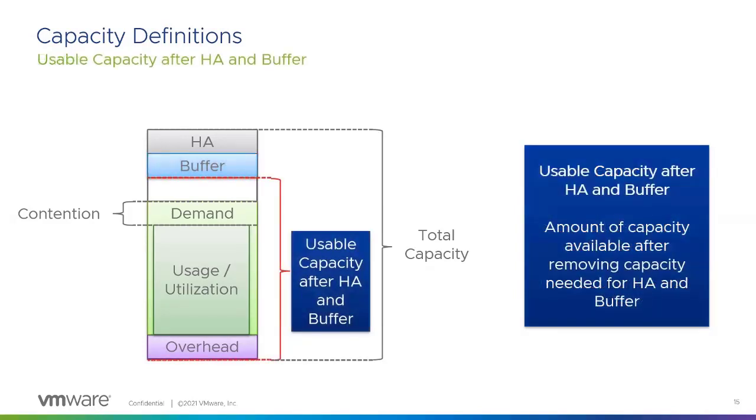The next one is usable capacity after HA and buffer. So the name's pretty descriptive there. Basically, you take your total capacity and you remove HA and buffer, and then that is basically what you have left. And that's where the workloads can run. So, like I said, it takes away all the resources needed to manage the cluster.